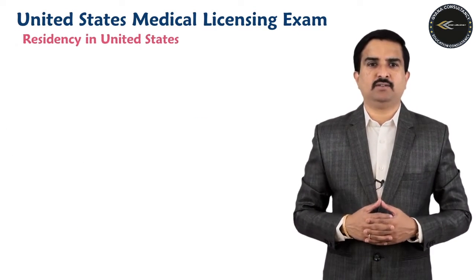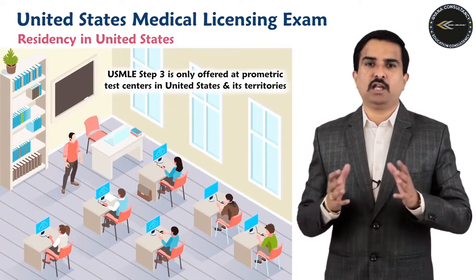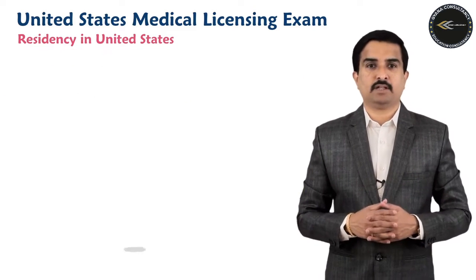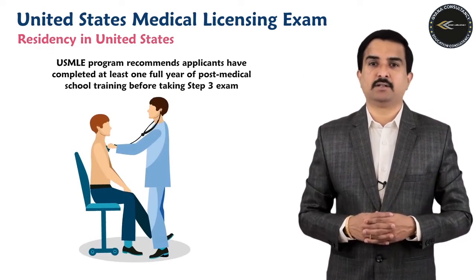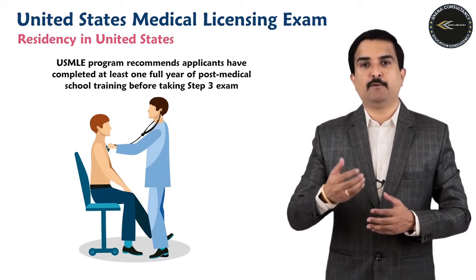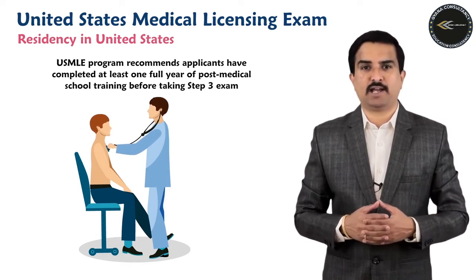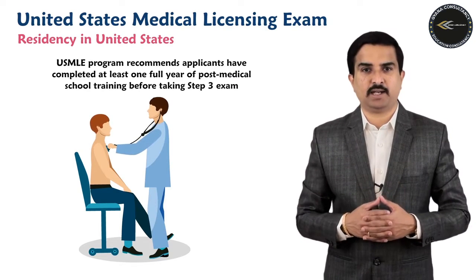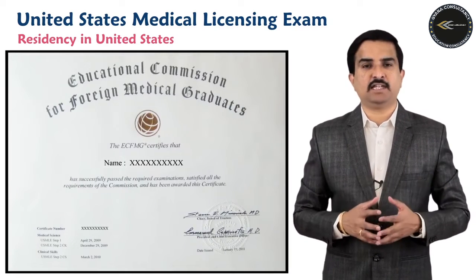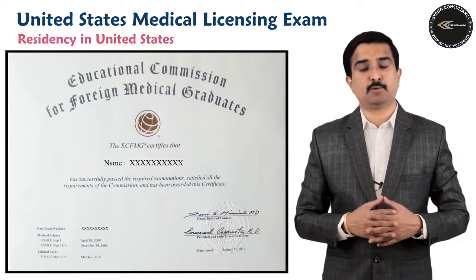Now the final journey is the residency in the United States. The USMLE Step 3 is only offered at Prometric test centers in the United States and its territories. The USMLE program recommends that applicants have completed at least 1 full year of post-medical school training before taking the Step 3 exam. Therefore, many American and foreign medical school graduates use the first year of residency training as preparation for the USMLE Step 3. After receiving the ECFMG certification, the candidates can apply for the US medical residency programs.